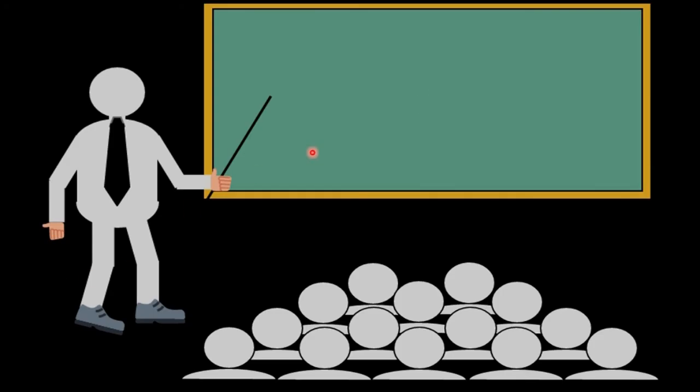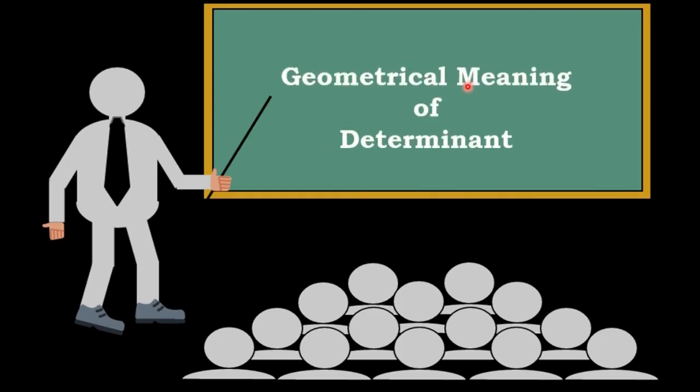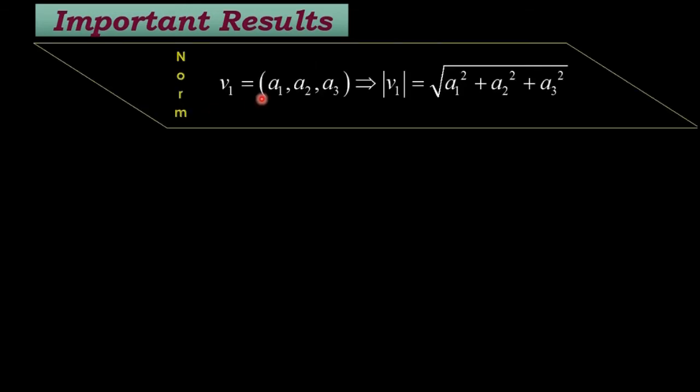In this video, we are going to learn the geometrical meaning of determinant. Some important results which we will use to understand the geometrical meaning of determinant. The first result, norm of V1 is equal to (a1, a2, a3). So the norm of vector V1 is equal to square root of a1 square plus a2 square plus a3 square.